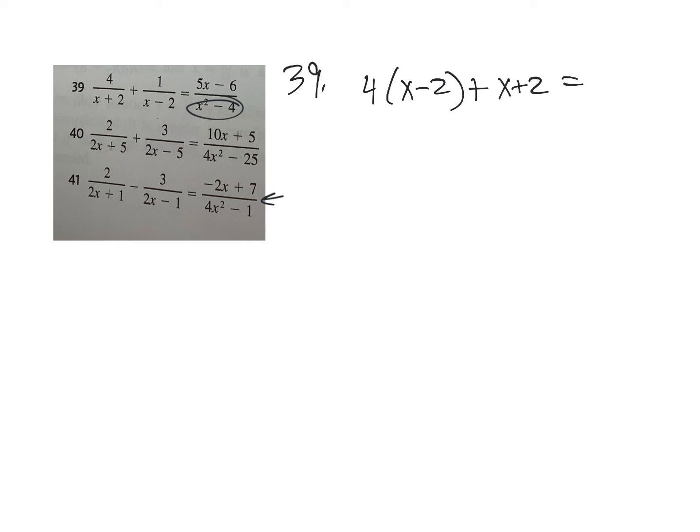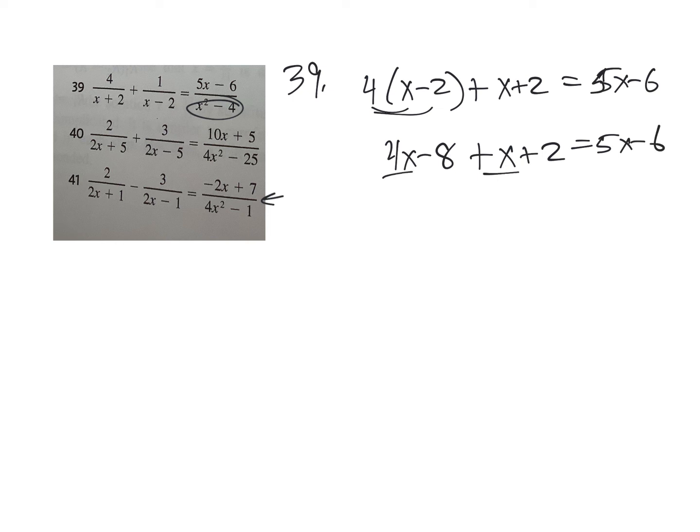And on the right side, the denominators would reduce out, so I get 5x minus 6. And if you're unsure of what I just said, go back and rewatch the last problem. Okay? So now we get 4x minus 8, x plus 2, 5x minus 6. So we have 5x on the right and 5x on the left. If we subtracted 5x, all the x's are gone.